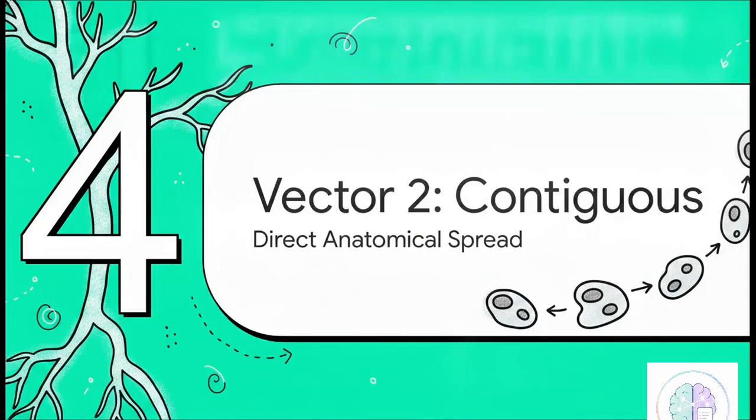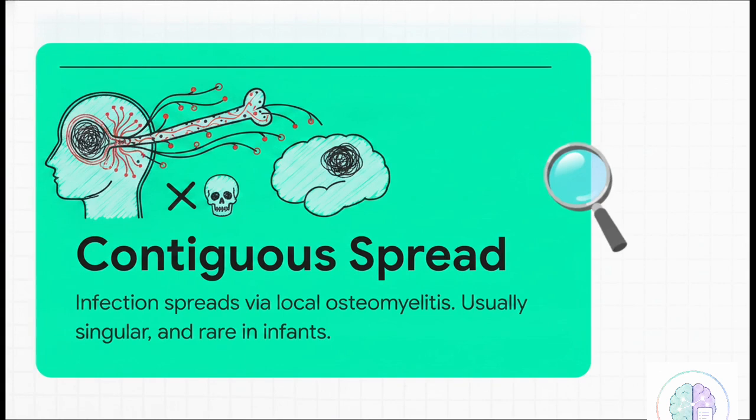Okay, moving on to Part 4. Vector 2, contiguous, or direct anatomical spread. Contiguous spread is exactly what it sounds like, a direct local invasion. The infection spills over from purulent sinusitis via local osteomyelitis, which is a bone infection, or through phlebitis of the emissary veins draining the skull. Because this is a direct physical spillover, these abscesses are virtually always singular lesions.